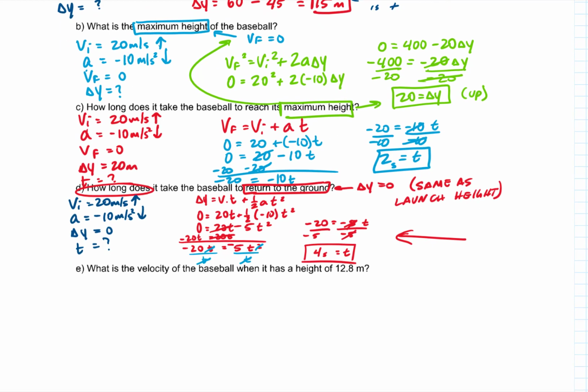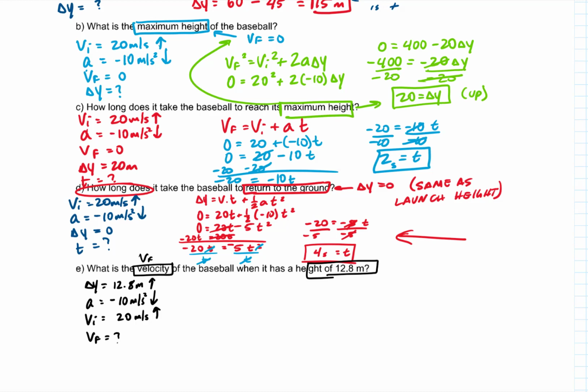Last part, what's the velocity of the ball when it's at a height of 12.8 meters? So we want the final velocity, that's what we're looking for. And delta y is 12.8 meters, and that's 12.8 meters up. We're starting from the ground and we're going up. So my acceleration is 10 meters per second squared down. Those are opposites, so we got a negative sign. The initial velocity is still 20 meters per second up. What we want is the final velocity.